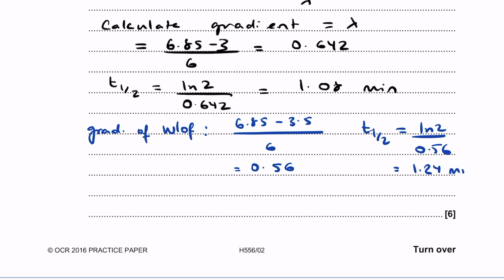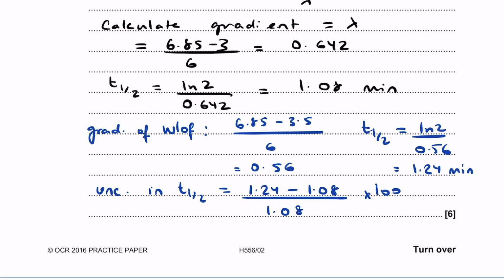1.24 minutes. And now from here, the uncertainty value in half-life is going to be 1.24 minus 1.08 over 1.08 times by 100. So let's see what that gives me as the answer to be 14.9%.